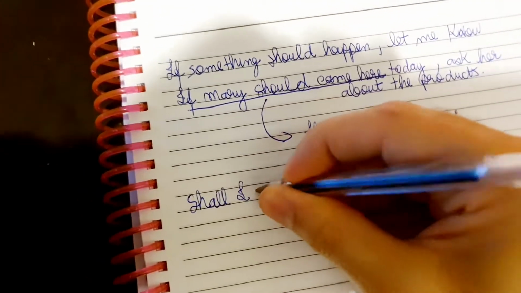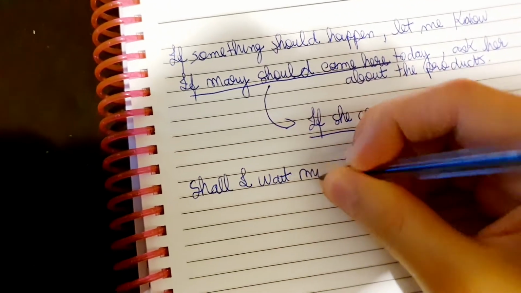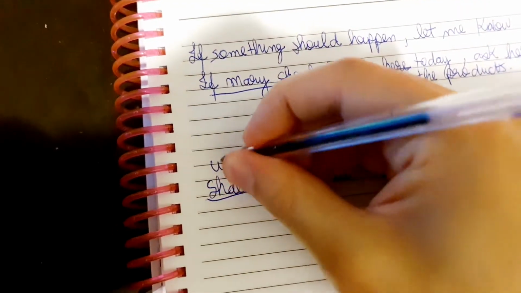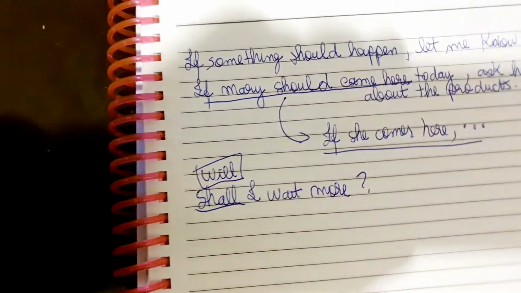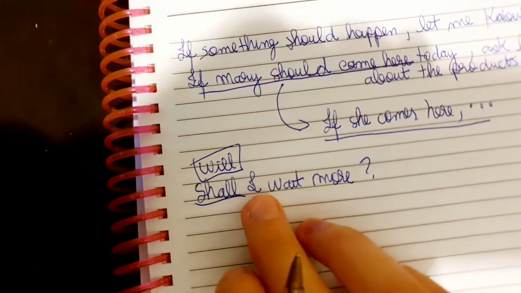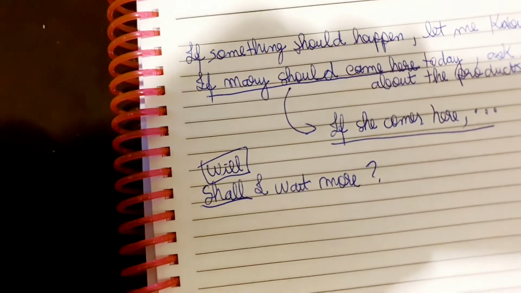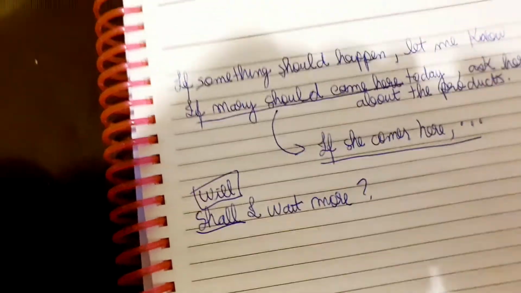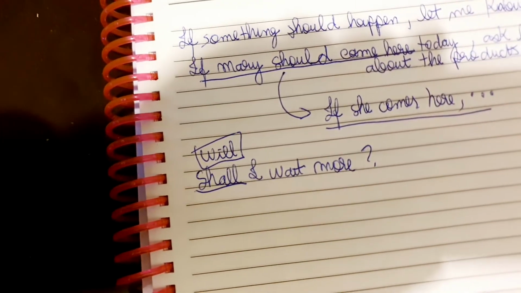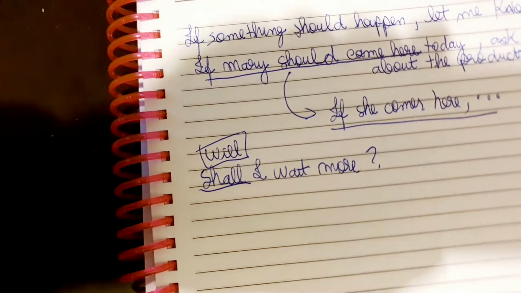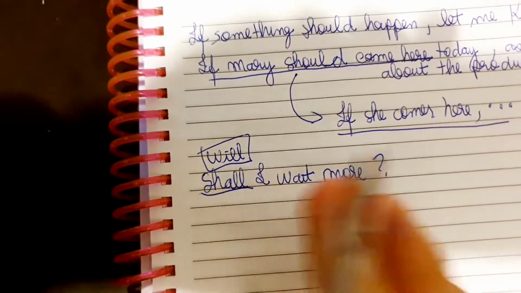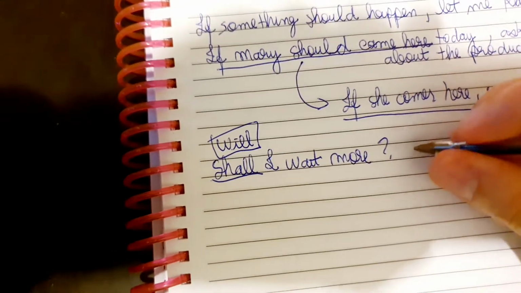Shall I wait more? Remember the verb shall? The verb shall is the verb will, but it is used for I and we only, right? In making questions. For example, when I say, let's study, let's get going, shall we, right? I use a tag question after an imperative form. Okay, so shall I wait more?